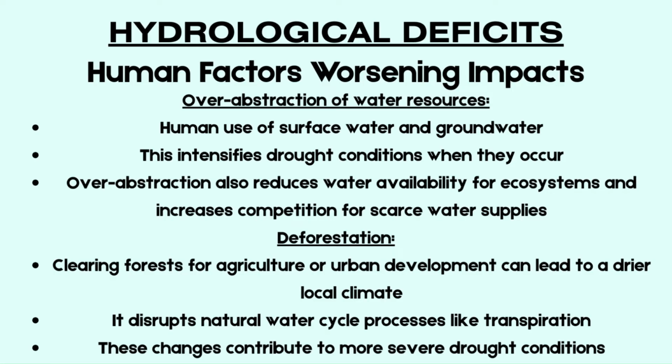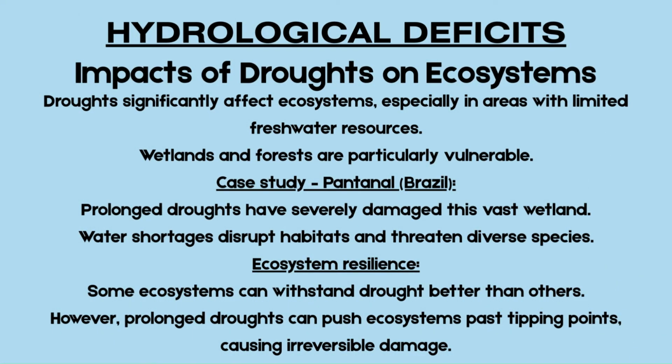When forests are cleared for agriculture or urban development, the local climate can become drier, and the natural processes that regulate the water cycle, such as transpiration, can be disrupted, exacerbating drought conditions. Droughts have significant impacts on ecosystems. In areas where freshwater resources are scarce, wetlands and forests are particularly vulnerable.